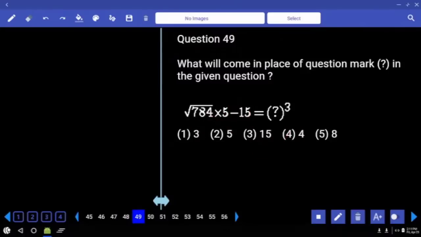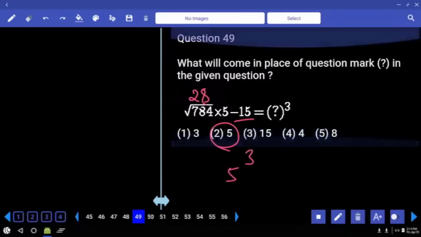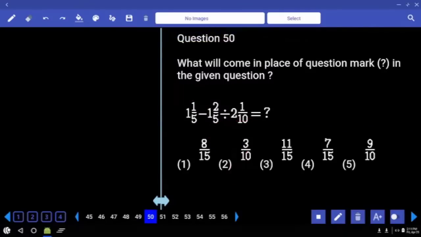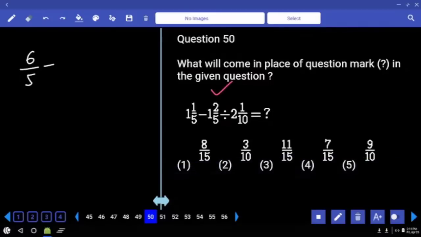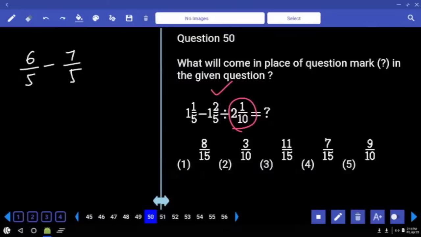Under root of 784, 28, 5 times 140 minus 15, 125, which is 5 cube. 1 by 5, 6 by 5 minus, convert it, 1 2 by 5, 7 by 5, 2 1 by 10, 21 by 10. Divided by 21 by 10 can be written as into 10 by 21. 7, 3 times, 5, 2 times.